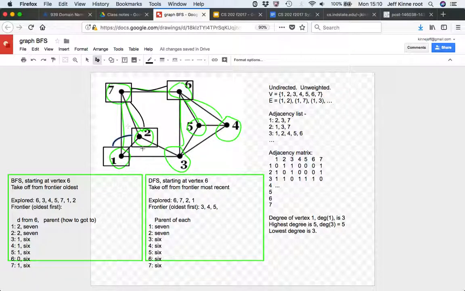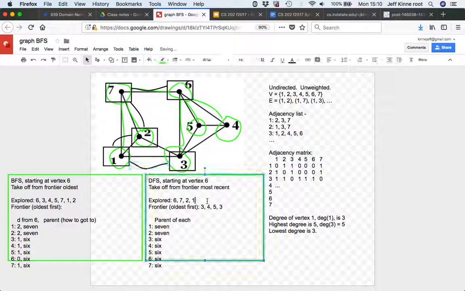1's neighbors already have been explored or are on the frontier. But we would have put on the 1's neighbors would be 2 and 7. They're already done. We'd have 3. If we put that on again, so we would have this path here going to 3. And 3 would be done.